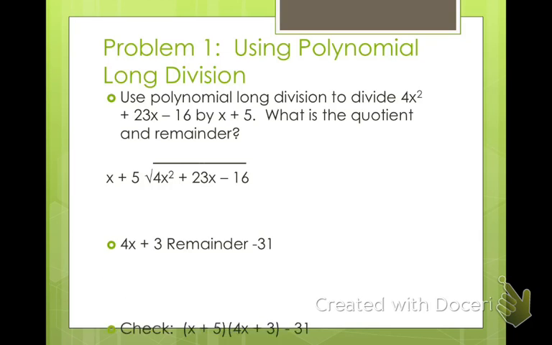So there's our remainder, 31, so we can check our answer by multiplying those two together and then subtracting our remainder, because it was negative 31. And when you go ahead and you FOIL those and you subtract the 31, you get back our original 4x squared plus 23x minus 16. It's so very exciting.